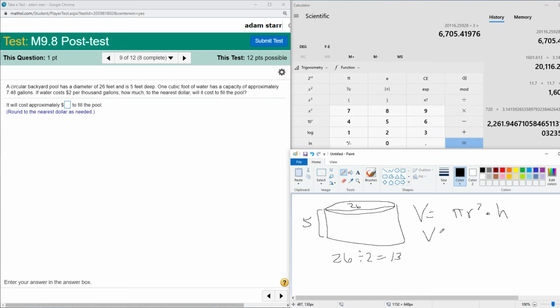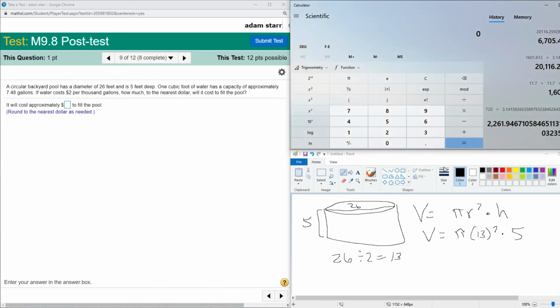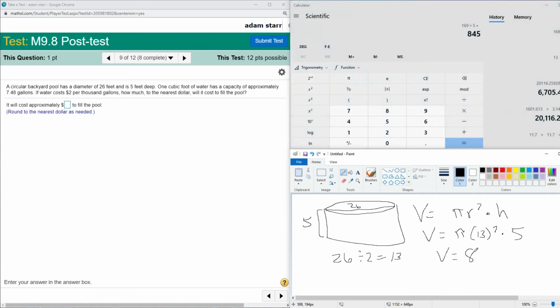So my volume will be pi times 13 squared, and my height here is how deep it is, 5. Notice I'm going to leave this as pi for right now. So I have 13 squared, 13 times 13, times 5. So the volume of my pool is 845 pi.